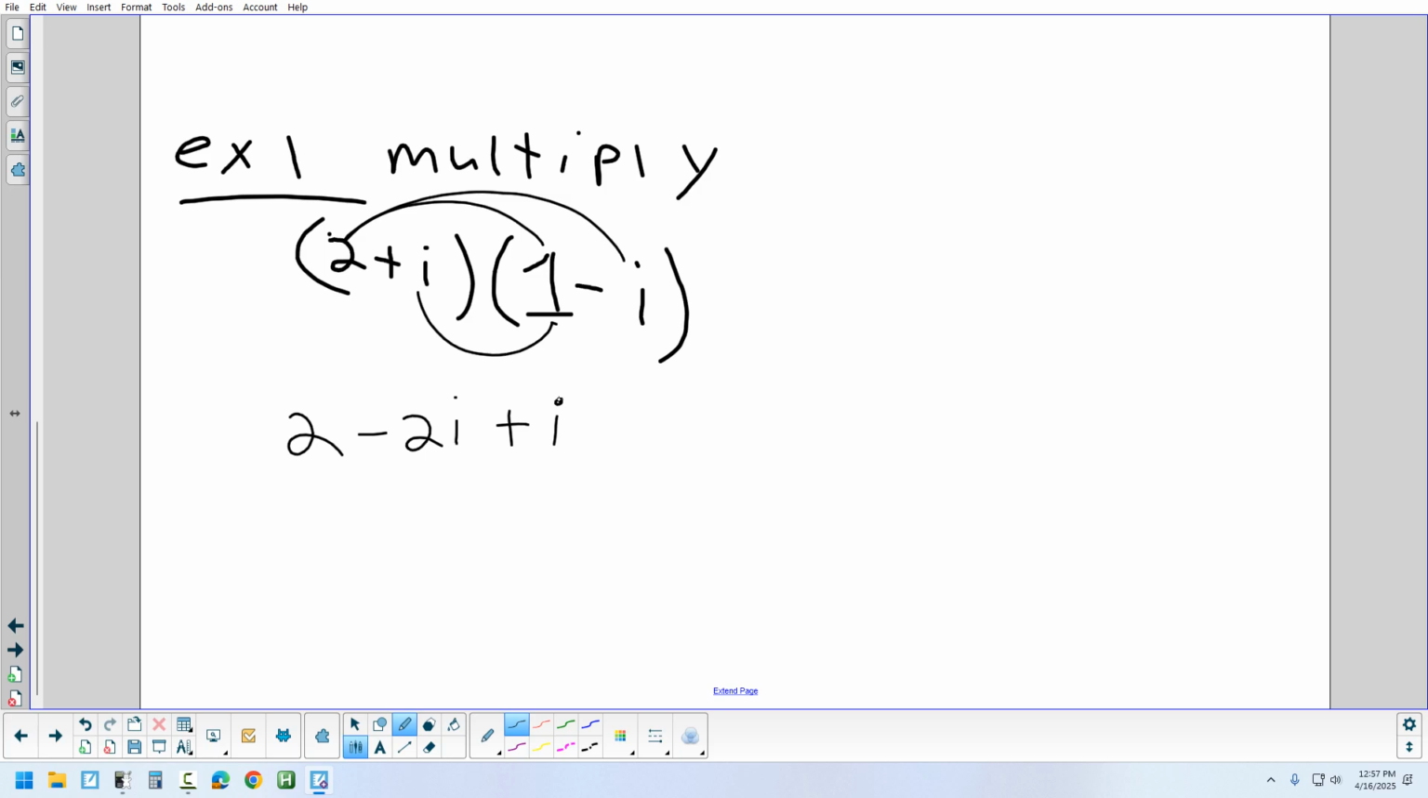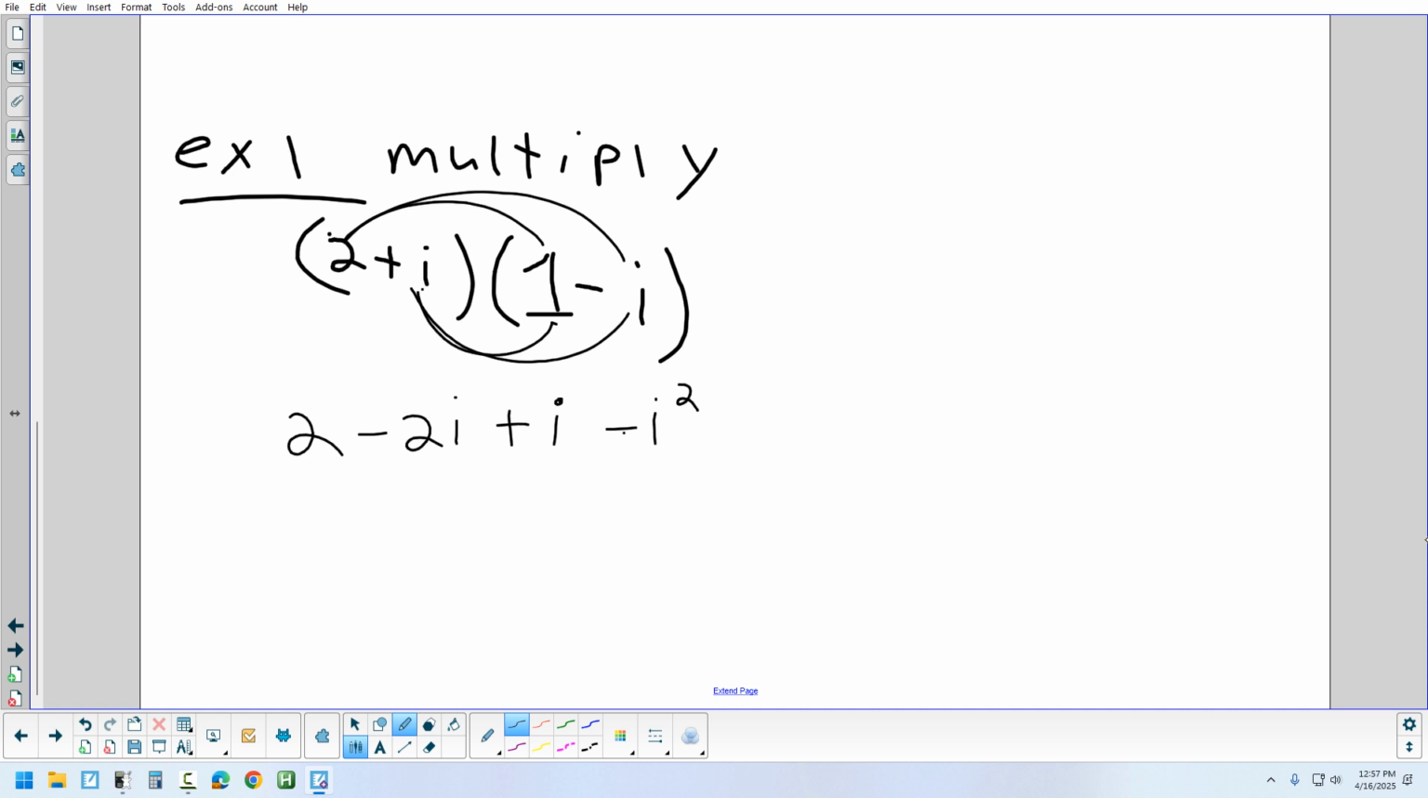And now the last step we're going to do in 2 parts. i times negative i. So first of all, it's a positive times a negative, so a positive times a negative gives you a negative. And what's an i times an i? i squared. But it's going to be positive 1.